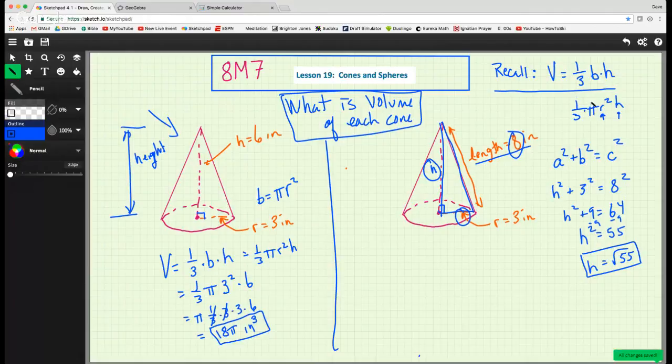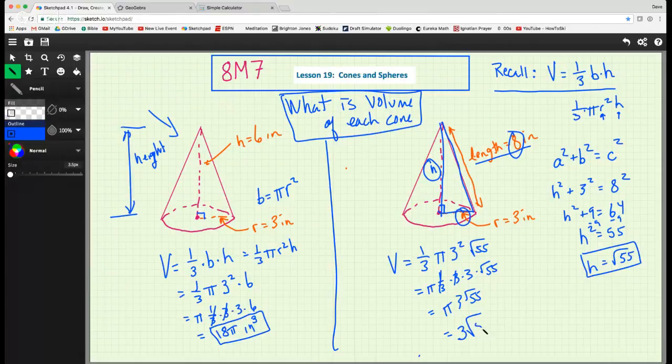So now we can use our formula. So the volume is equal to 1/3 of pi times 3 squared times the square root of 55. So that's pi times 1/3 times 3 times 3 times the square root of 55. Cancel, cancel. So that's pi 3 root 55. And we like to put our pi at the end. So it's 3 root 55 pi cubic inches.